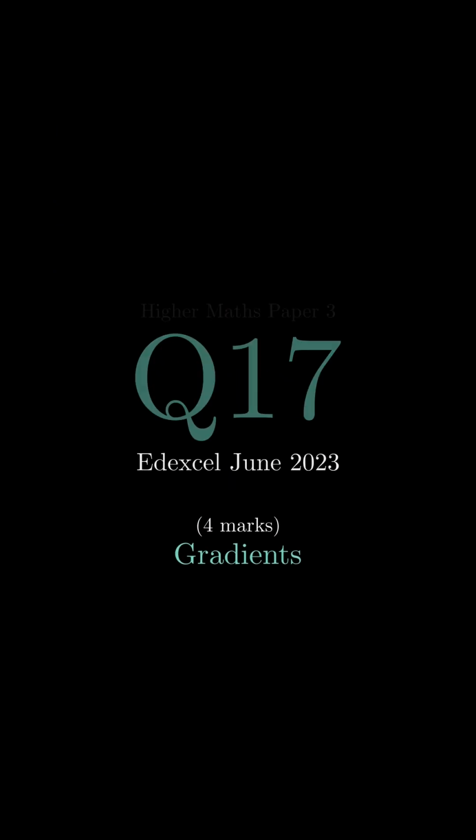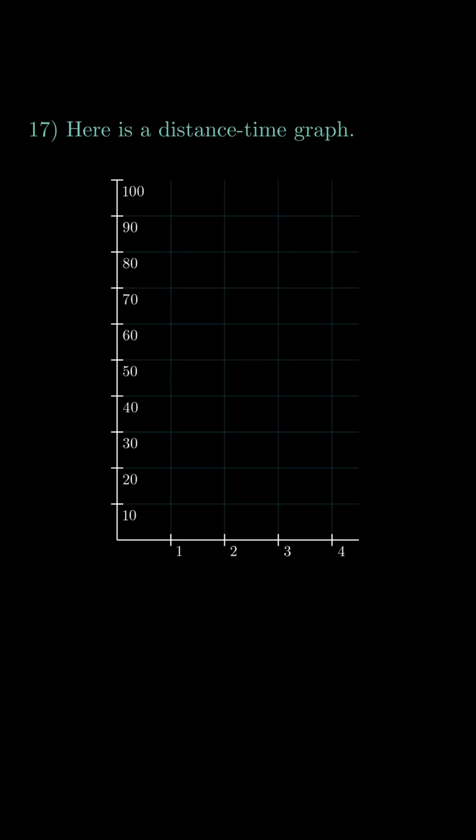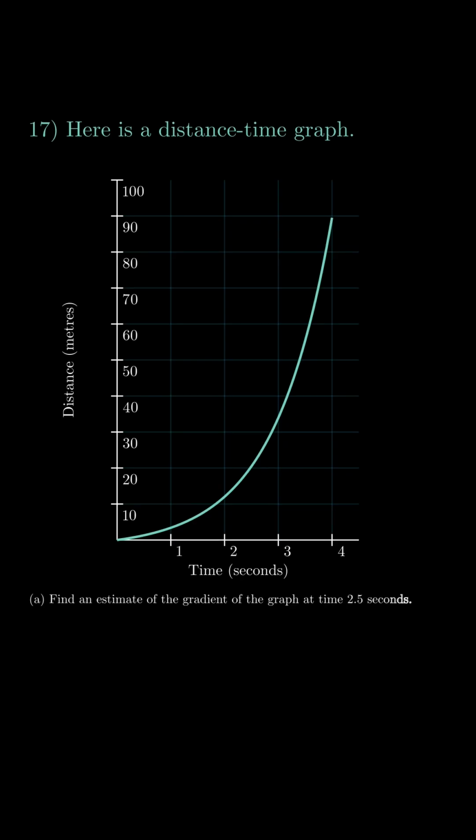Question 17. Here's a distance time graph. We have distance on the y-axis and we have time on the x-axis. Question A, for 3 marks. Find an estimate of the gradient of the graph at time 2.5 seconds. Firstly, we use the graph to find the point on the line where the time is 2.5 seconds. Then we draw a line that just touches the point and follows the general direction of the curve. We continue to find the furthest points on the line.